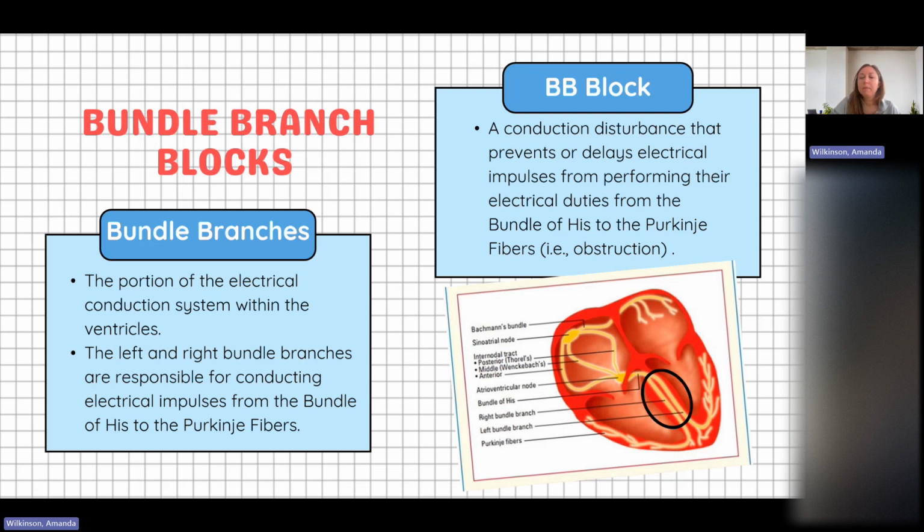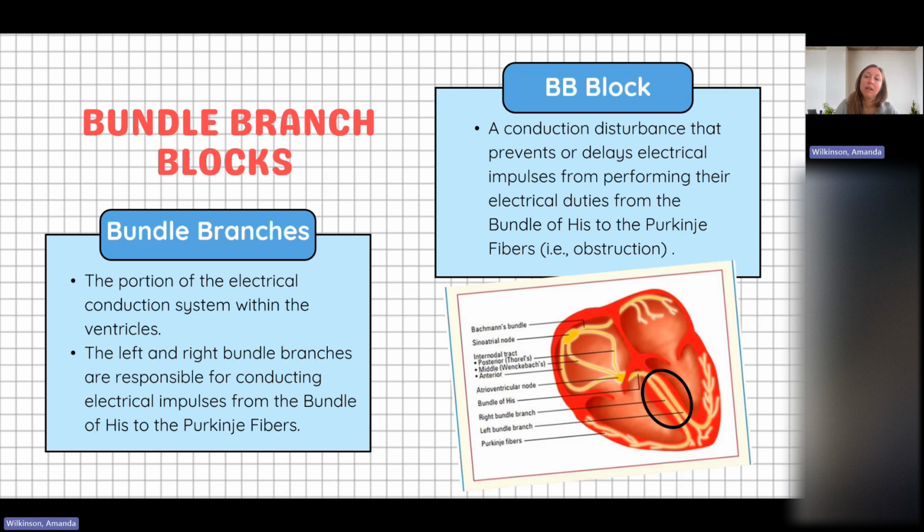So these blocks happen lower in the conduction system, specifically within the ventricles, after the impulse has passed through the AV node and bundle of His. As shown here, the left and right bundle branches are responsible for sending the signal from the bundle of His down to the Purkinje fibers, which trigger ventricular contraction. So a bundle branch block occurs when there's a delay or obstruction in one of these branches, meaning the impulse can't travel normally down both sides.